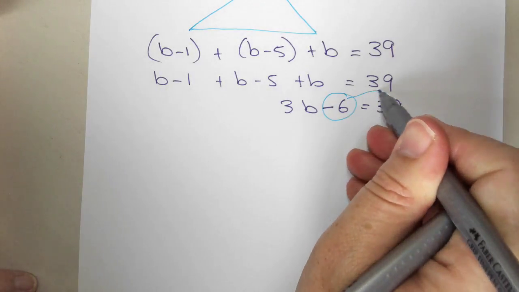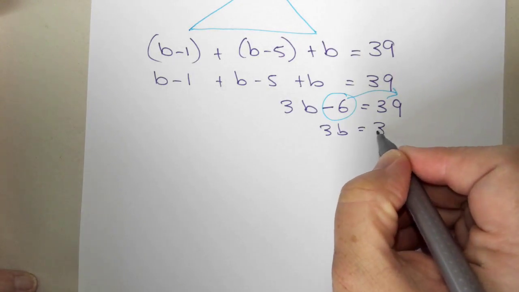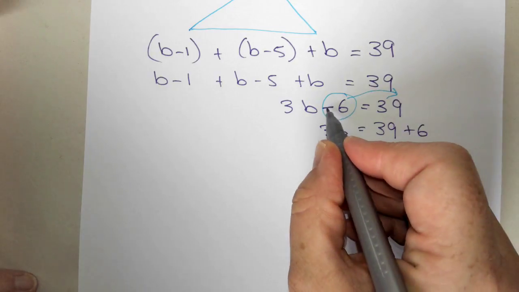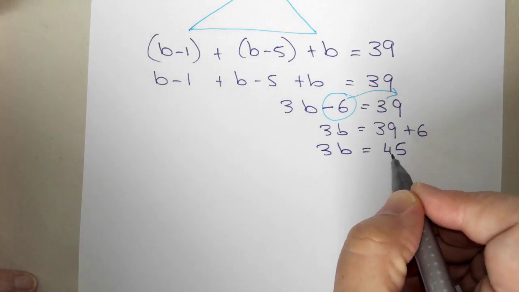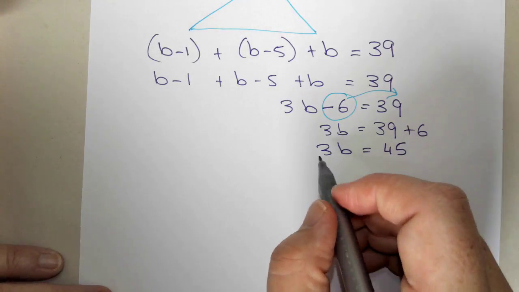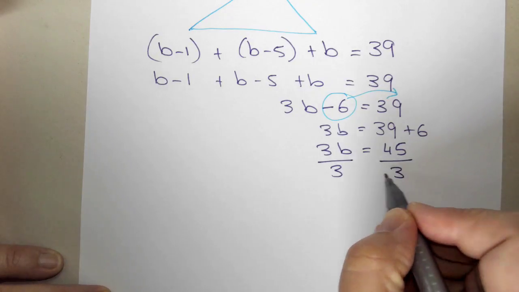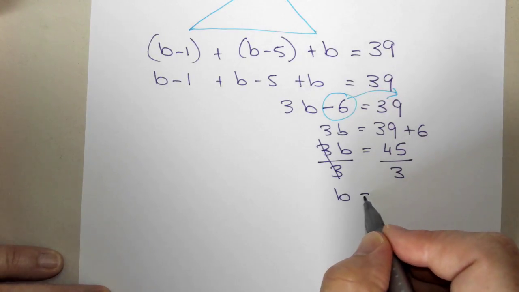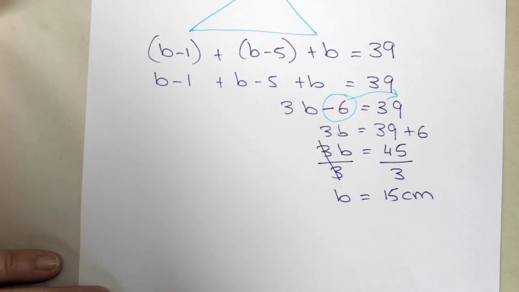Now this minus 6 needs to go across to the other side. So 3B is equal to 39 plus 6, it goes from minus to a plus. So 3B is equal to 45. Now I need to get rid of this 3, so I'm going to divide both sides by 3. That cancels to leave me B equals 45 over 3, which is 15 centimetres.